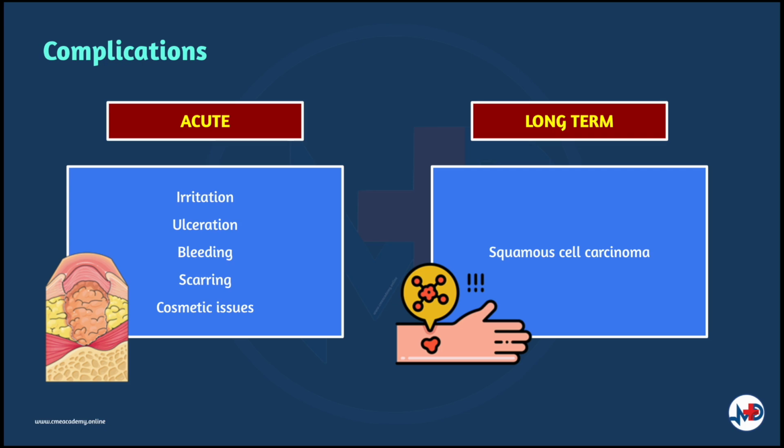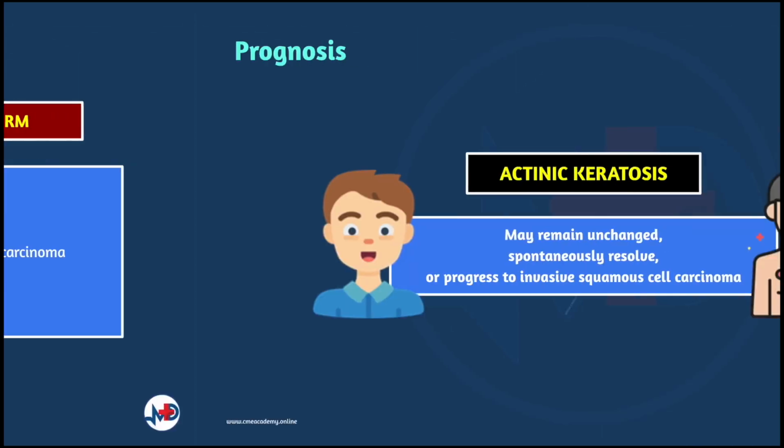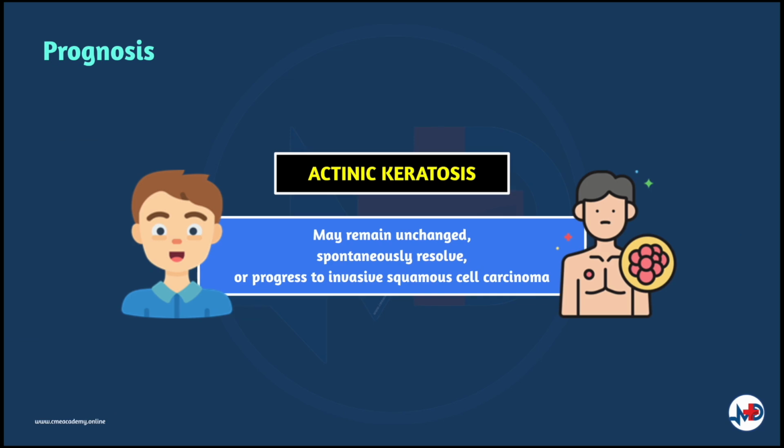Acute complications of AK are irritation, ulceration, bleeding, scarring, and cosmetic issues. Chronic AK can progress to squamous cell carcinoma. AK may spontaneously regress, remain stable, or evolve into invasive squamous cell carcinoma.